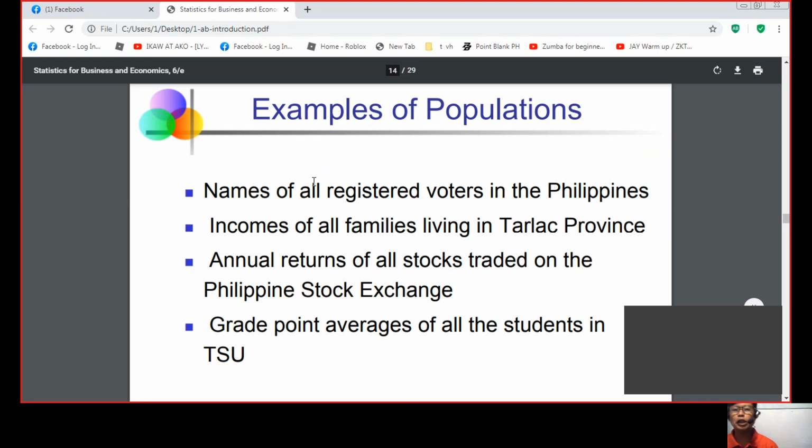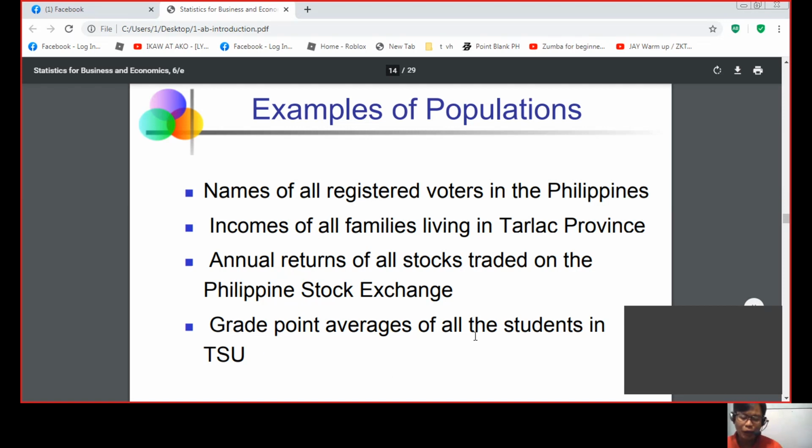What are examples of population? Let's say names of all registered voters in the Philippines. So that is a population. Lahat, I mean all of them. Okay, income of all families living in Tarlac province. Okay, so it is still a population because we're talking all the families living in the Tarlac province. Okay, annual return of all stocks traded in the Philippine Stock Exchange. Okay, annual returns of all stocks. Okay, and finally, grade point average of all the students in TSU.